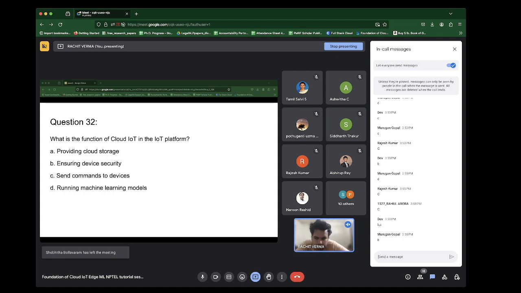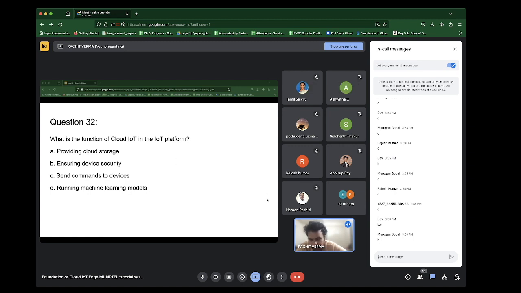I think ensuring device security and sending commands to devices. Yes, you could say that these are somewhat accurate answers. Although sending commands to devices, I don't think this was very clearly discussed in your lectures. So the most accurate answer would be ensuring device security. You could say device to device, some sort of communication happens. B would be the most accurate answer.